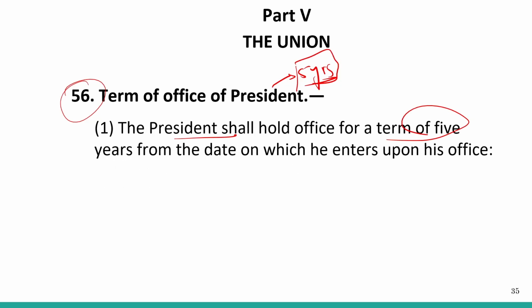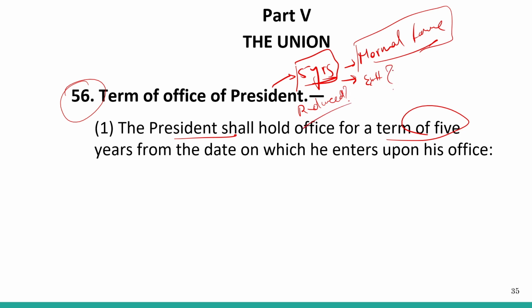Now, this is the normal tenure. Now the question is, can it be extended or can it be reduced? The answer to both questions is yes.